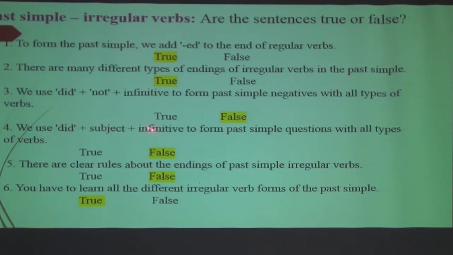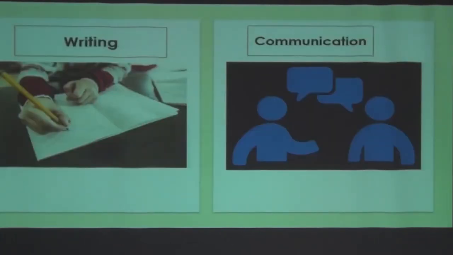For number four, we use did plus subject plus infinitive to form past simple questions with all types of verbs. It's false. Number five, there are clear rules about the endings of past simple irregular verbs. No, false. And the last one, you have to learn all the different irregular verb forms of the simple past. Yes, you have to learn them, please. By heart.